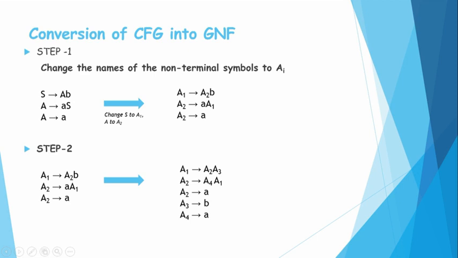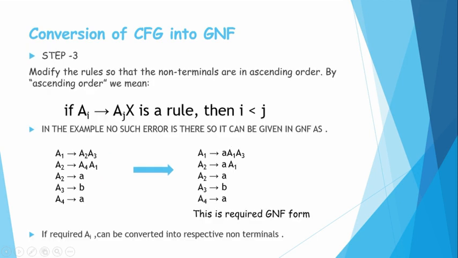The third step is to modify the rules so that the non-terminals are in ascending order. By ascending order we mean that in GNF the left side of the production symbol should have a lower value than the right hand side. Like here, A1 derives A2 A3, so A1 has a lower value than A2 and A3. So in this example, no such error was there.